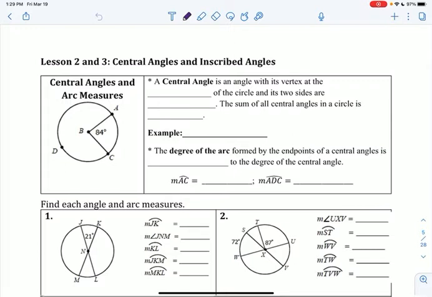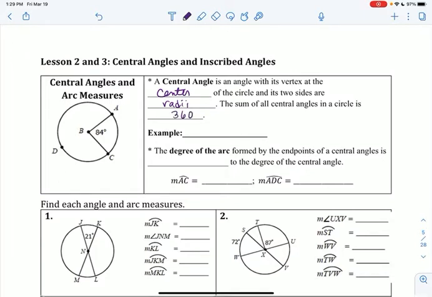So a central angle is an angle with its vertex at the center. At the center of a circle, its two sides are actually radii of the circle. Radii is just plural for radius. The sum of all central angles in a circle is 360 degrees.